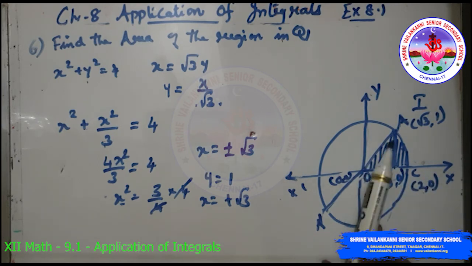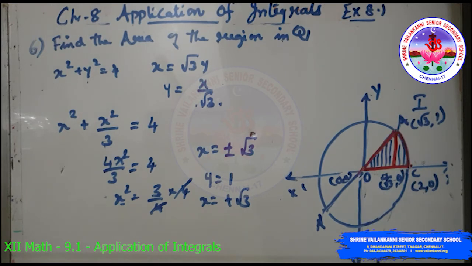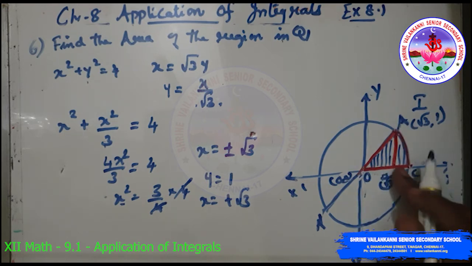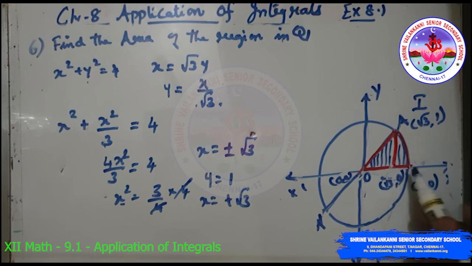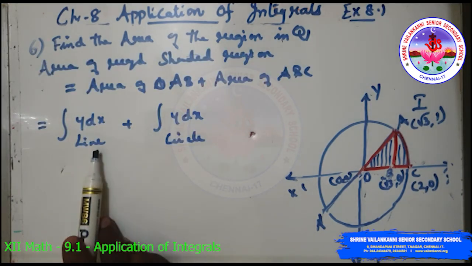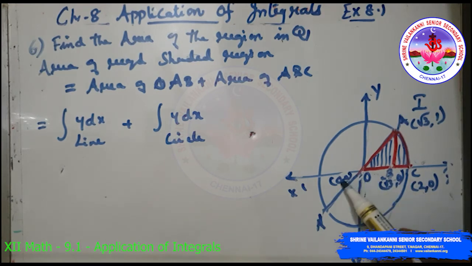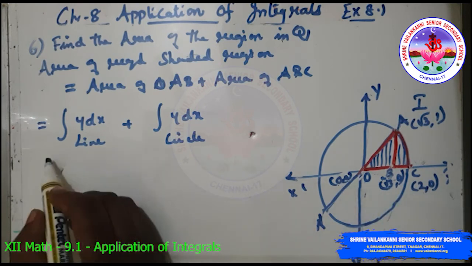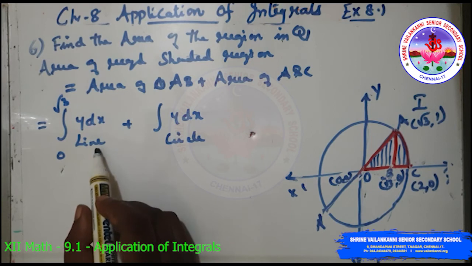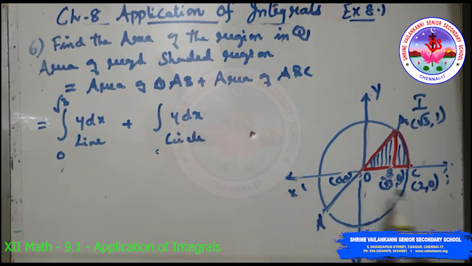Now we have to find the area of this shaded region, the region in the first quadrant enclosed by the line and the circle. So here the area of AOB, which is the line, plus area of ABC, which is the circle. So integral of y dx, which is the line. The coordinates are 0, 0 and root 3, 0, so the x coordinates are 0 to root 3. So the limit is from 0 to root 3, y dx of the line, plus integral of y dx of the circle.